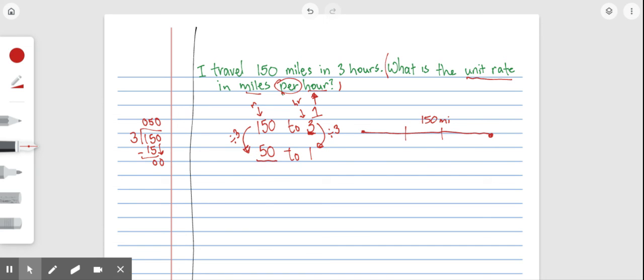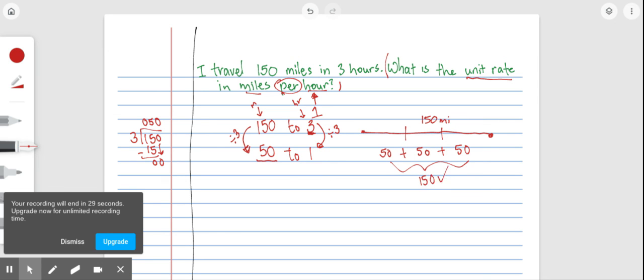So this says every hour I travel 50 miles. So let's do that. If this is 50, and this is 50, and this is 50, how much is it all together? Well, 50 plus 50 plus 50 is 150, which checks off. That's exactly how far I said I traveled in 3 hours. So that's what I'm doing when I'm trying to find the rate per, or the miles per hour. Okay? So this operation is division. Yay.